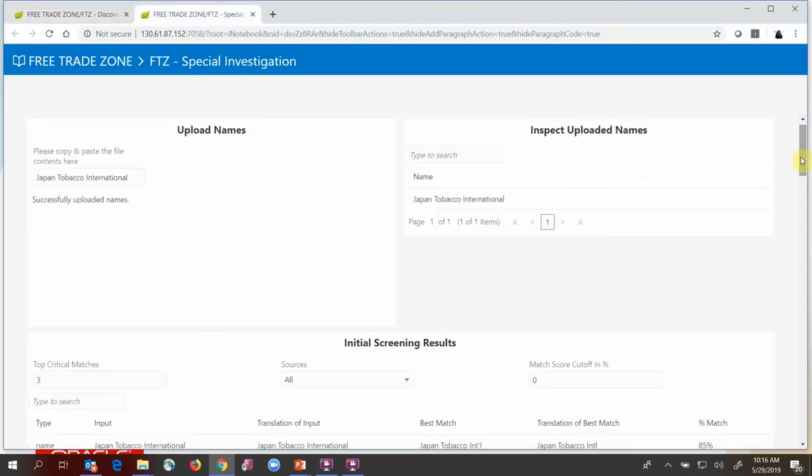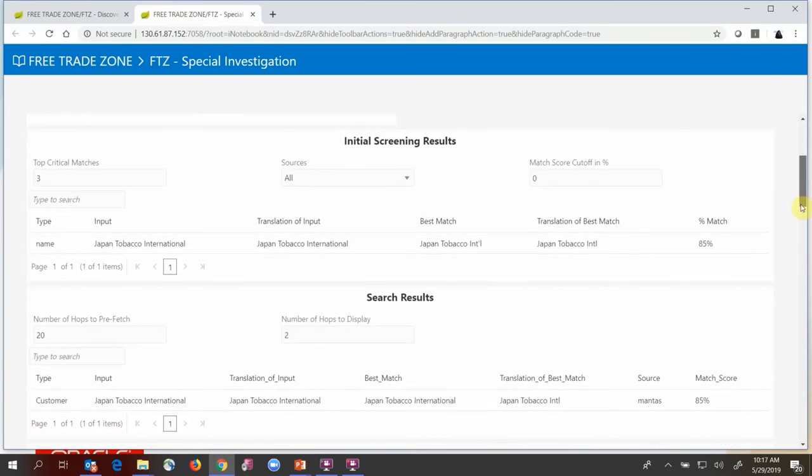In our next part of the demonstration, we'll be using another notebook which is configured for special investigation. Say the entity which we would like to investigate is Japan Tobacco International. We just search for that specific company here, and we do have some search results back. We do have some screening results back, so we can see Japan Tobacco International best matches with Japan Tobacco ILT, and the percentage match is 85%. We also have a list hit against the internal database here.